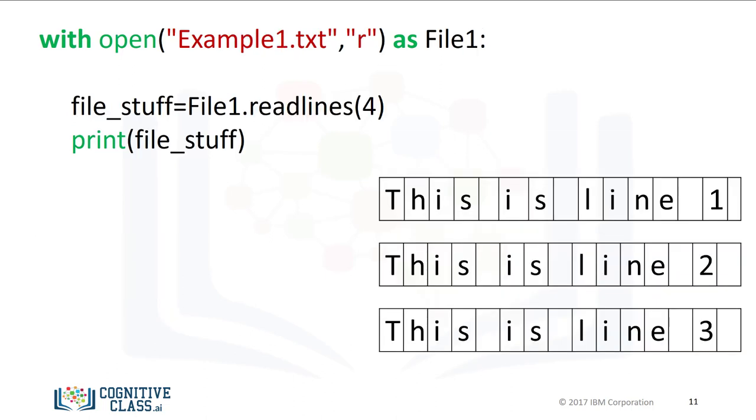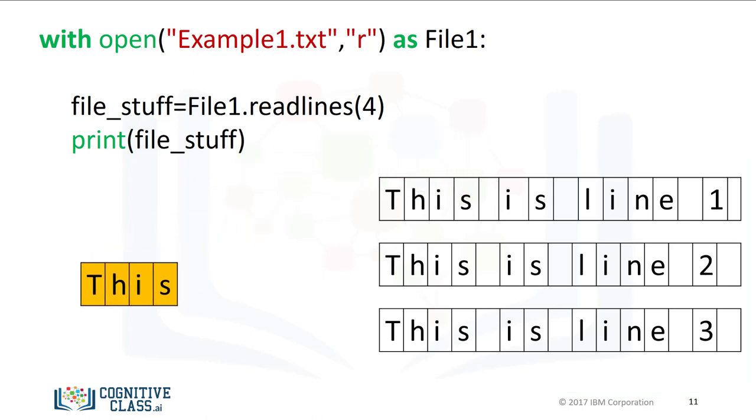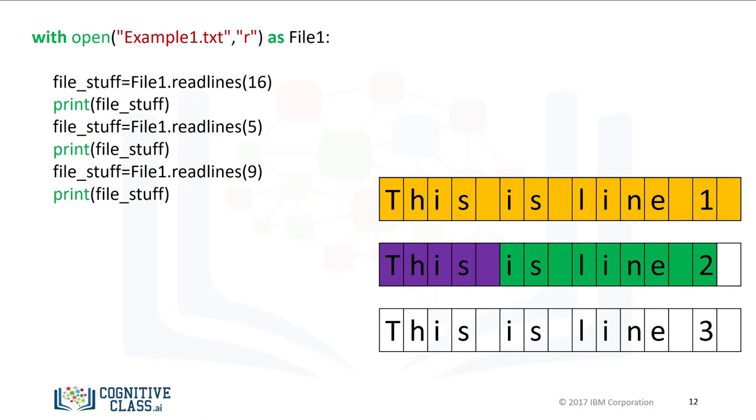Let's represent every character in a string as a grid. We can specify the number of characters we would like to read from a string as an argument to the method readlines. When we use a 4 as an argument in the method, we print out the first 4 characters in the file. Each time we call the method, we will progress through the text.